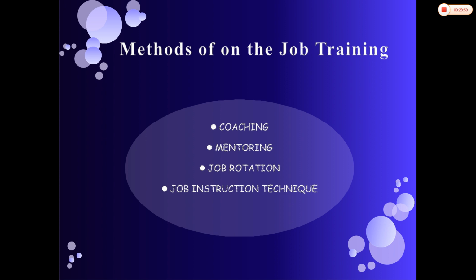This was developed during World War II. Now, what exactly is the meaning of job instruction training? Job instruction technique is a four-step process. One is preparation: preparing a schedule, what jobs have to be instructed, and how to give the instructions.